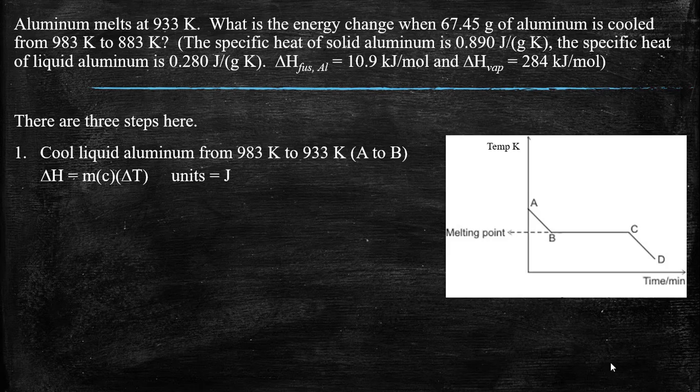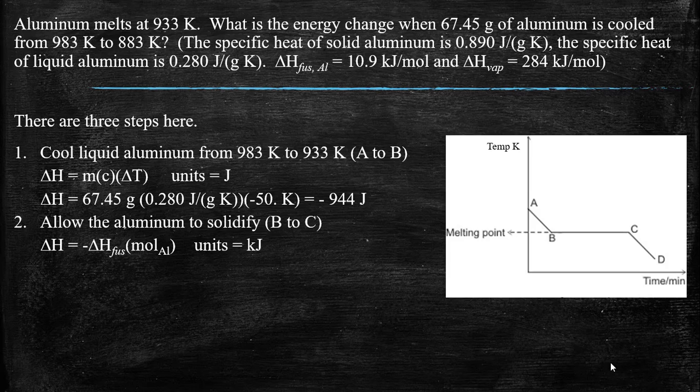So let's look at step 1. 67.45 grams of aluminum, which is liquid and has a specific heat of 2.80 joules per gram per Kelvin, is cooled by 50 Kelvin. Plug those values into the equation and you get minus 944 joules. On to step 2. You're going to allow the aluminum to solidify.